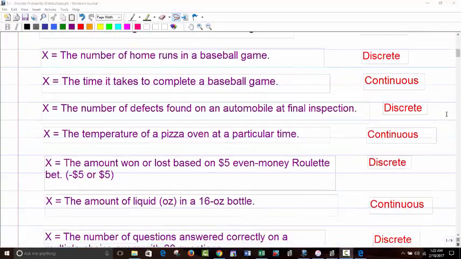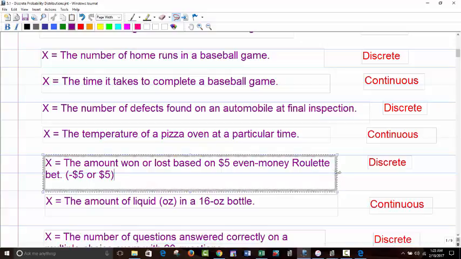Now here's an example of a discrete one that's not just the counting one. Like this says, if you make a $5 even money roulette bet, which you don't have to know anything about casino gambling here, I'm going to do a roulette example in a little bit. But the point is, in this outcome, there's only two things that can happen to you: -5, you lose; +5, you win. So that's discrete because it's not taking on a range of values between those. It's only specific amounts. So that's how you can have discrete where it's not just countable.